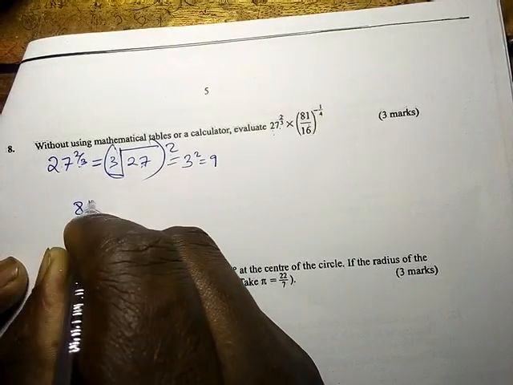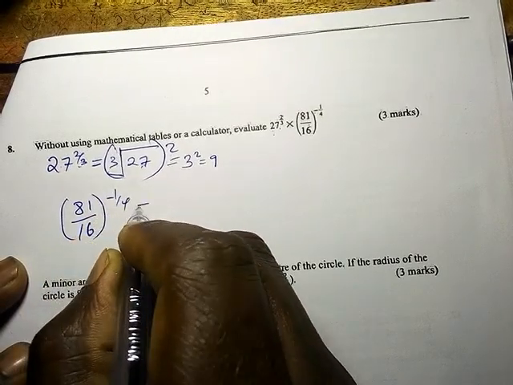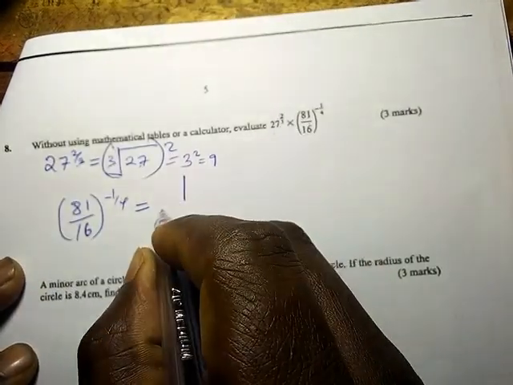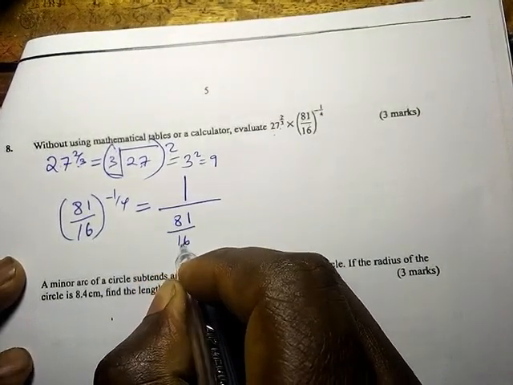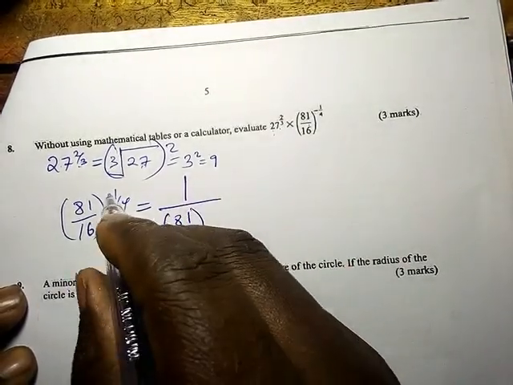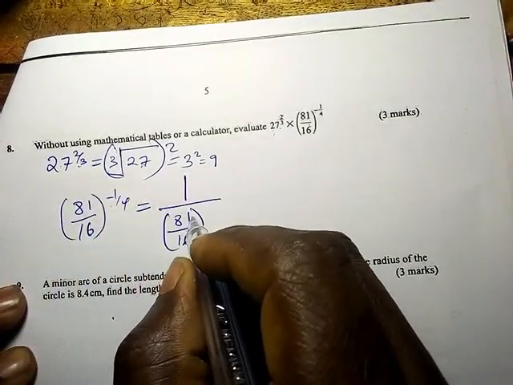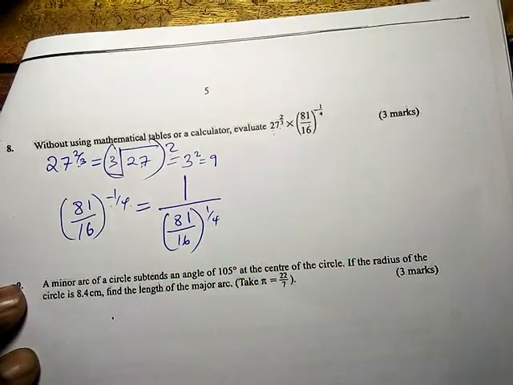The second one: 81 over 16 raised to the power negative 1 over 4 is actually the same as the reciprocal, 1 over 81 over 16, raised to the power positive. When you put 1 over everything, the power becomes positive, which is 1 over 4 now.